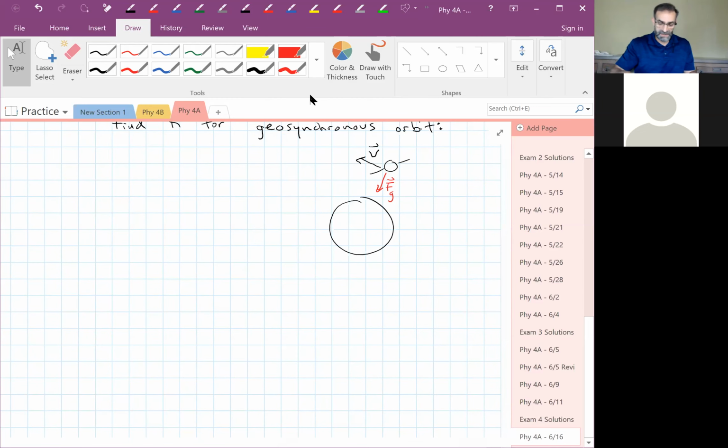But if this force of gravity is truly perpendicular to the velocity, it cannot change the magnitude of the velocity, right? The force has to have some component in the direction of motion to change the speed of the object. And the force has to have some component perpendicular to the velocity to change the direction. This force is completely perpendicular. It cannot change the speed of the object. It can only change the direction.